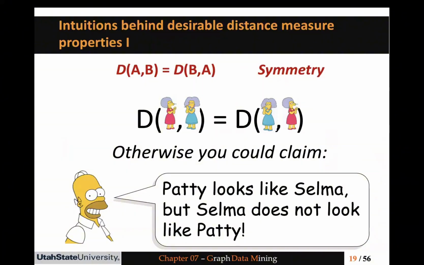Okay. First one is symmetry, and that means the distance between time series A and time series B must be equal to the distance between time series B and time series A, right? So here, the order does not matter whether I choose the distance between A and B or B and A. So who can think about an example where a measure does not satisfy the symmetry property?